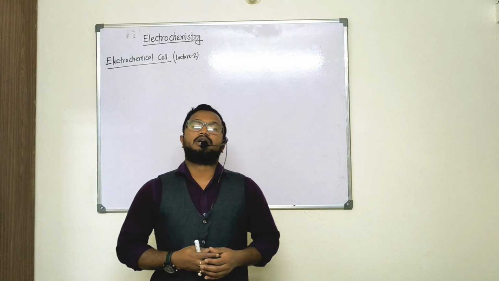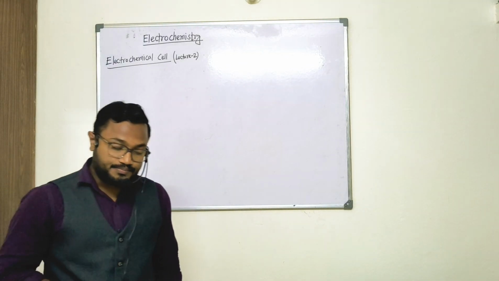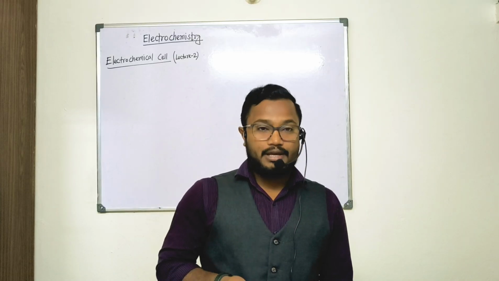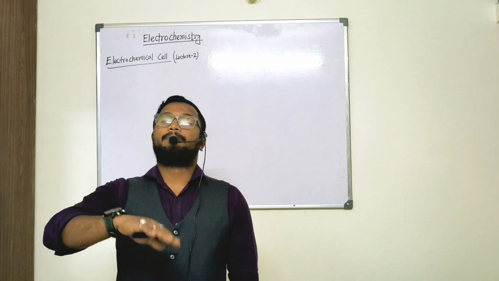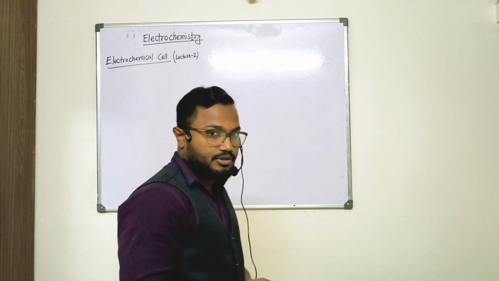Today we are going to start the representation of electrochemical cells: how electrochemical cells are represented with respect to the given reaction, and when an electrochemical cell is given, how its representation can be drawn. Both methods we will understand. Let's start with the first topic.